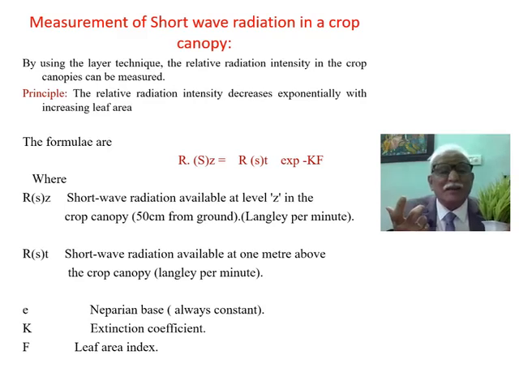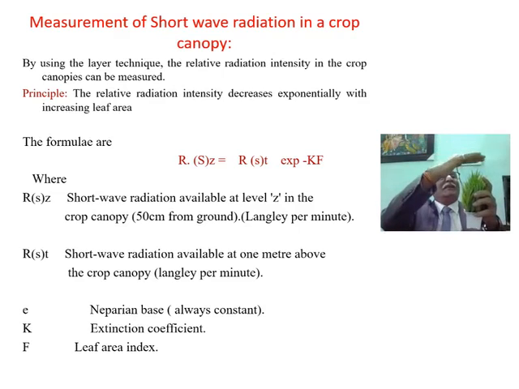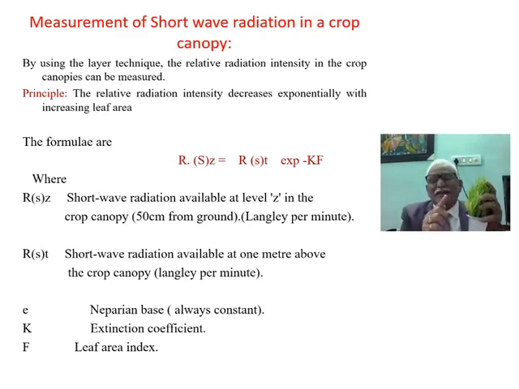What is this formula? So the formula is RSZ is equal to RST exponential of minus KF. What is RSZ? You wanted to know. Solar energy is falling on the crop, and at a certain level Z in the crop you wanted to know RSZ. How do you know it? RST exponential of minus KF. What is minus KF? That I will tell.